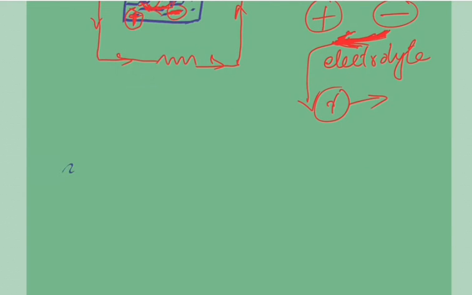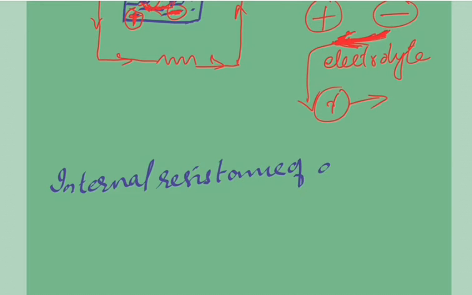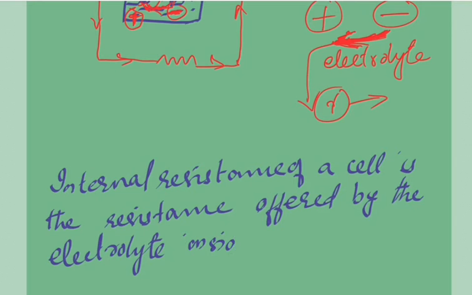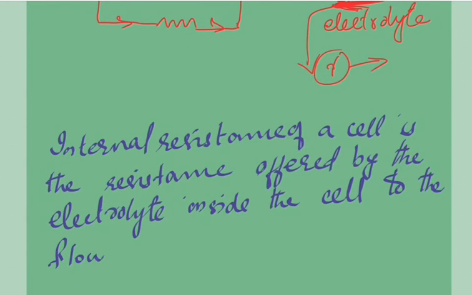We can define internal resistance of a cell as the resistance offered by, whom? By the electrolyte in the cell, or inside the cell, to the flow of current. So that is known as internal resistance.